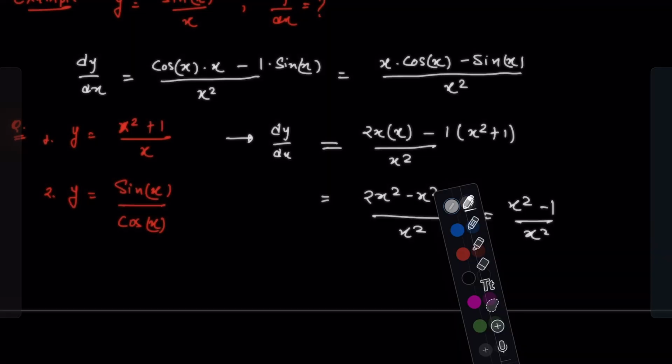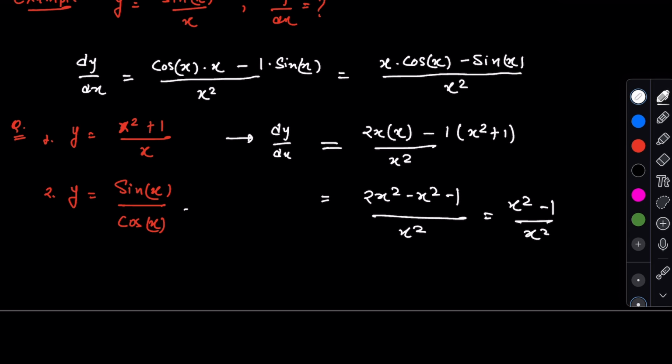Okay, second case, you can directly say the answer, of course, if you want, that this is tan x, and the tan x differentiation is secant square x. But let's differentiate with the help of this rule. So we need to find out dy/dx.